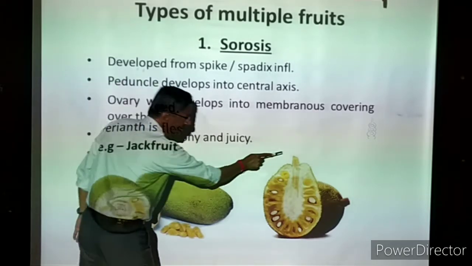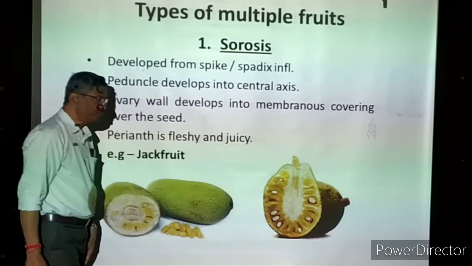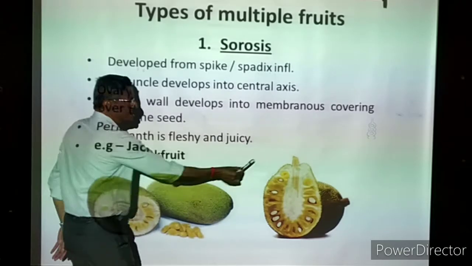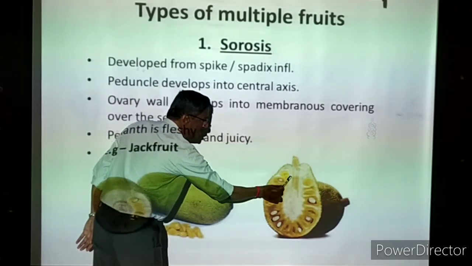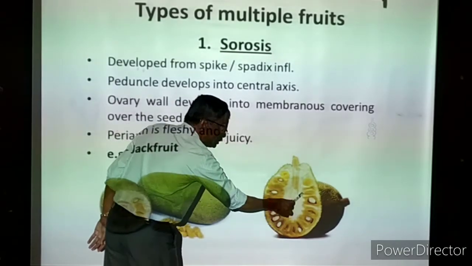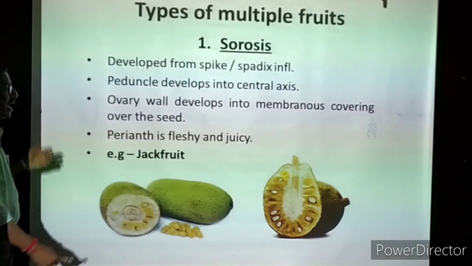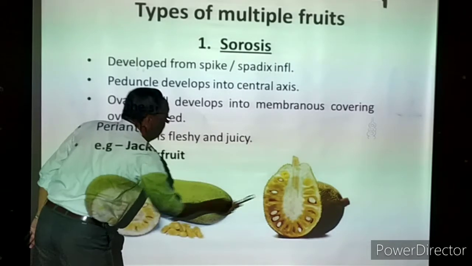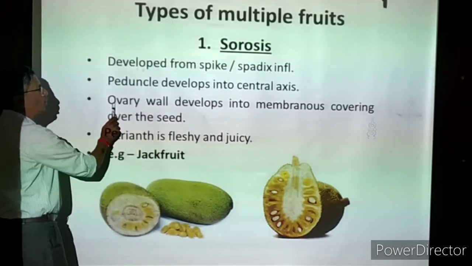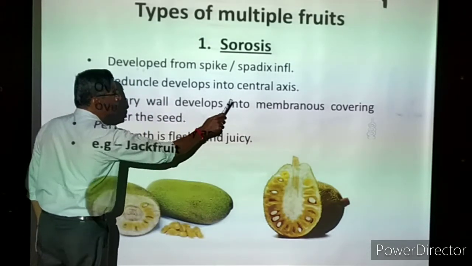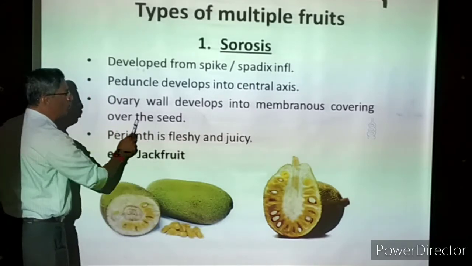For example, we are taking the vertical section of the jackfruit. Now this is the stalk. Actually the peduncle is modified into the central axis. The thick and stout portion will be there. It is the central axis of the fruit. The ovary wall develops into membranous covering over the seed.